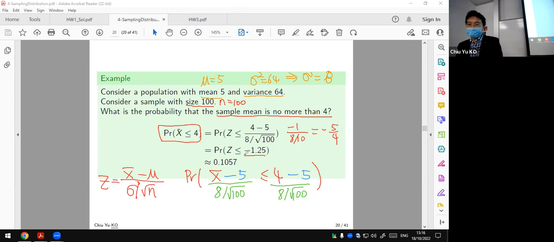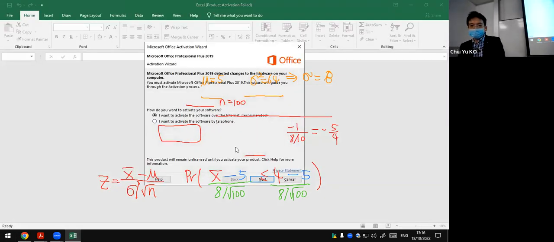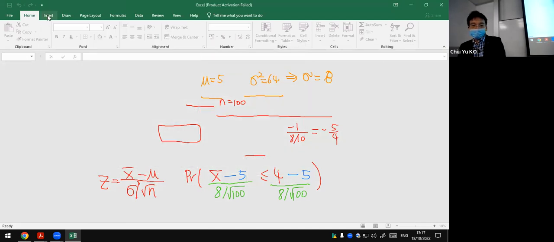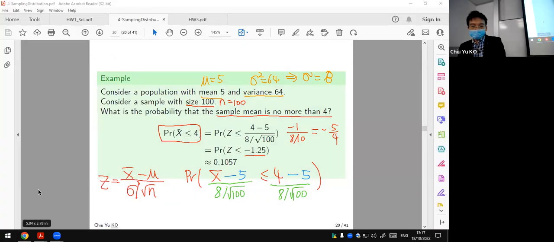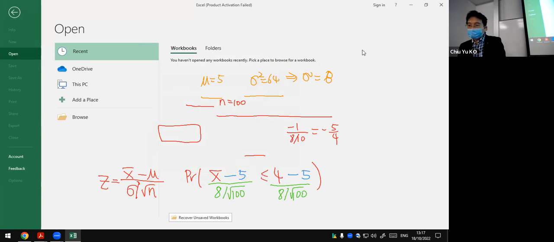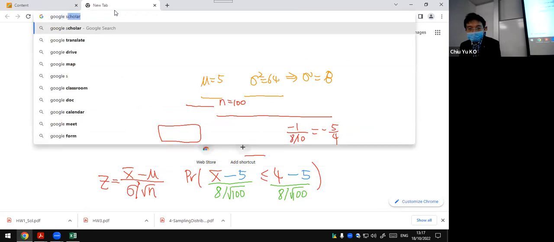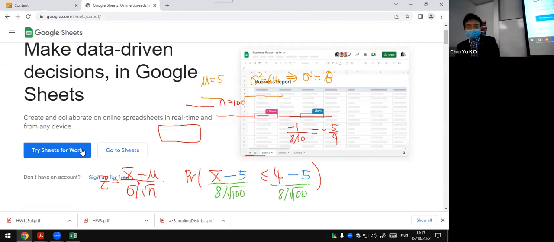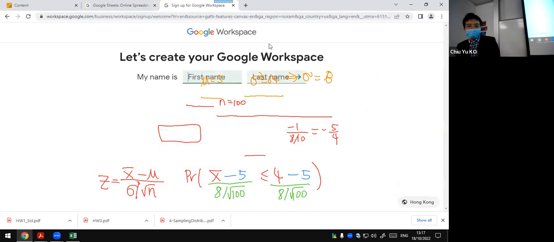So then let's calculate this. I think it's good now to show you how we do it in Excel, since we have done Excel. Oh, I don't know why, activation. Okay, they don't allow me to. Let's see. Okay, I cannot do it. Then let's look at the Z table. Too bad. Maybe I can do Google Sheets. Cannot. Very annoying. So let's look at the Z table.